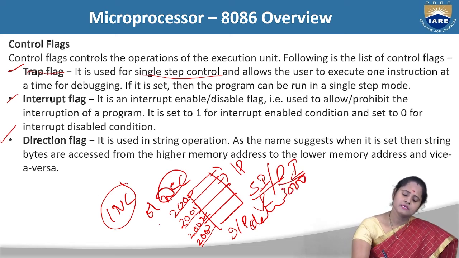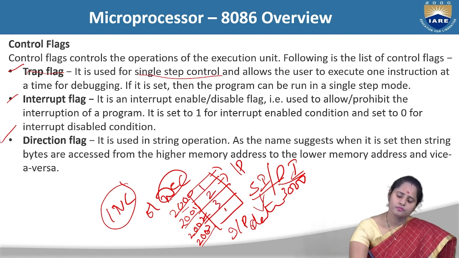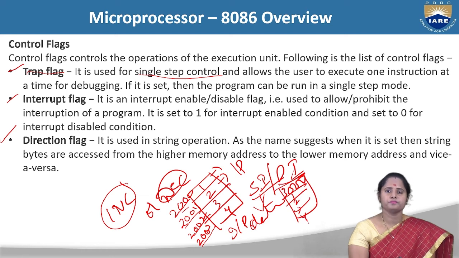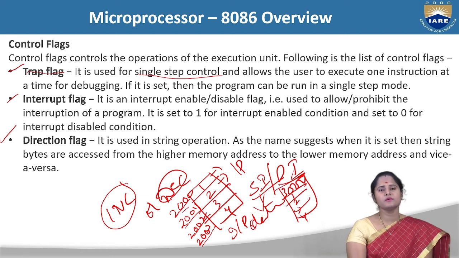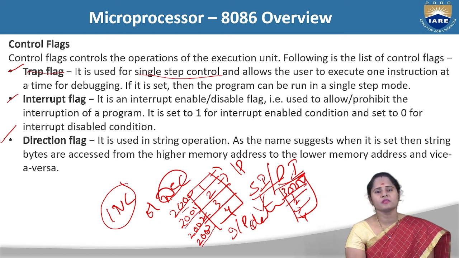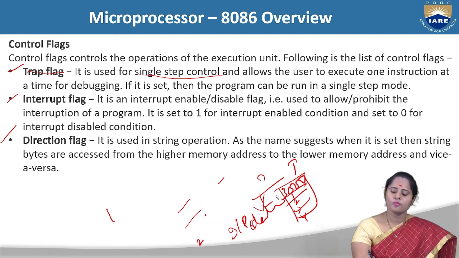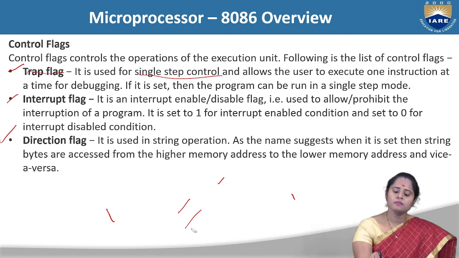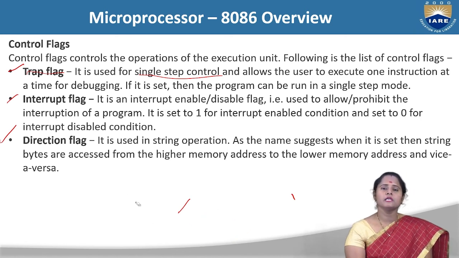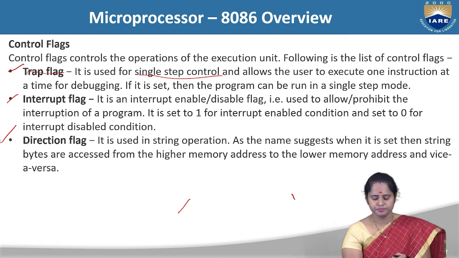So SI is assigned with 2000, where I can give the input of a string like 234, and I send this data into the memory location in DI, like 1 2 3 4. DI is assigned with 3000, where I see my output, and SI is assigned with the memory location 2000, where I give the input. So you can say the direction flag is used for string operations. Either I need to increment my memory location or I need to decrement it.